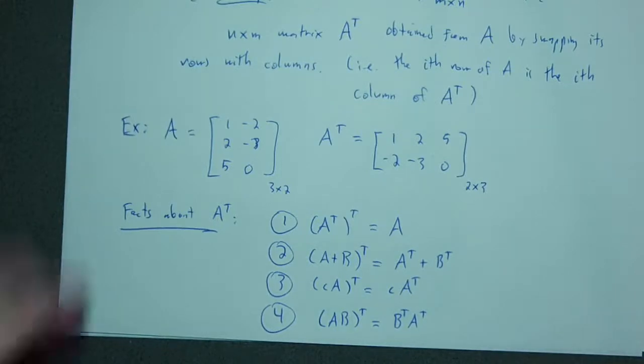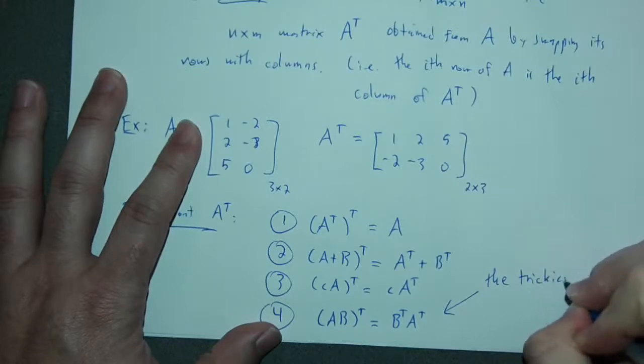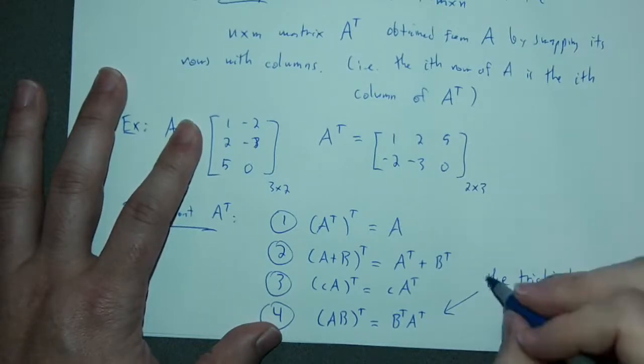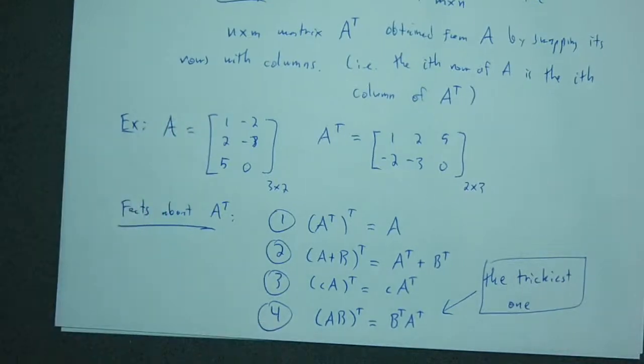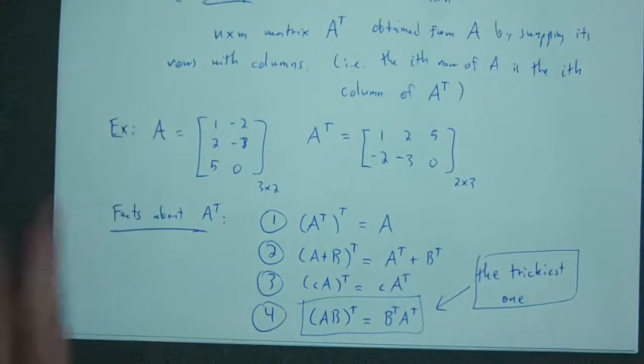This is the trickiest one. Okay, this is the tricky one to remember, but it is important to remember this. So the transpose of a product of matrices is the product of their transposes in reverse order. Okay. So all this stuff we'll need later. We don't need it exactly immediately, but we need it later.